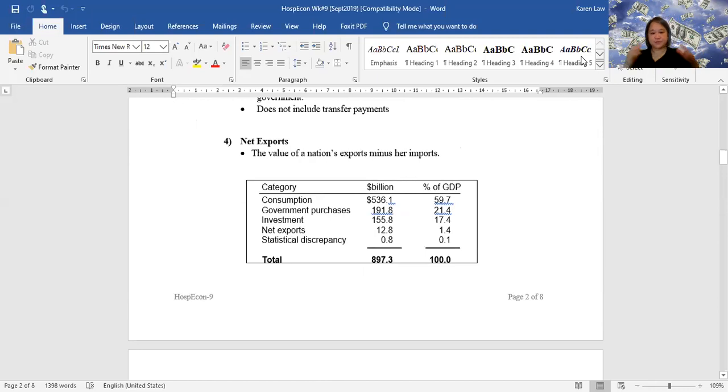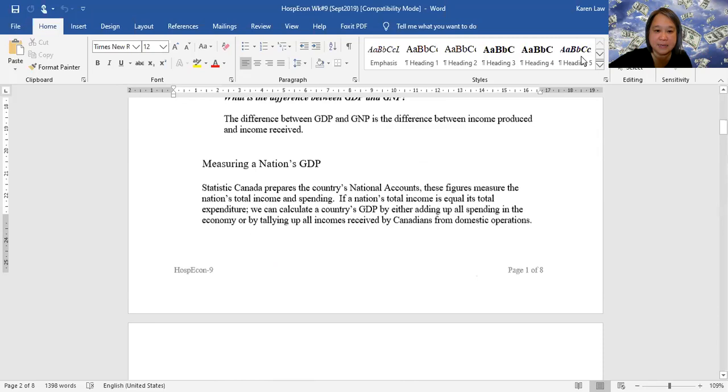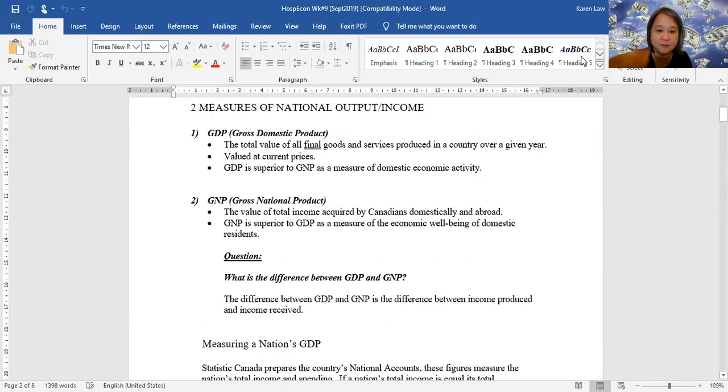all these numbers. Consumption, 536 billion. Government purchases, 191 billion. So I'm just going to show you how we actually get those numbers. How do we actually calculate GDP? And we're going to use something here once again. GDP is the definition where we're looking at the total value of all final goods and services produced over a given year, valued at current prices. So I just want to show you what exactly that means.